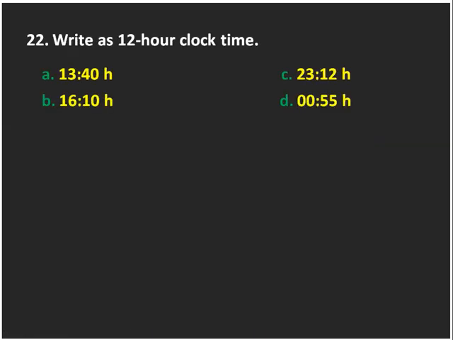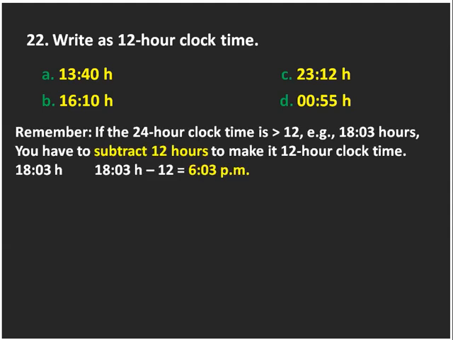Now today the last question, write as 12-hour clock time. Here you have to convert all these times into 12-hour clock time. Remember, if the 24-hour clock time is greater than 12, for example 18 hours 3 minutes, you have to subtract 12 hours to make it 12-hour clock time.